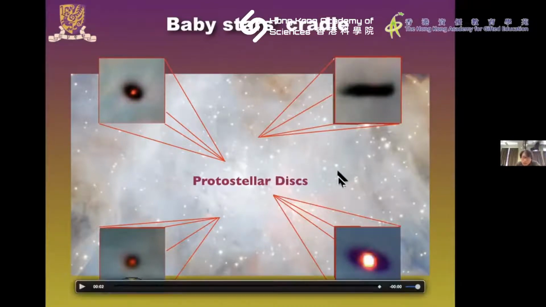So we are getting closer to the star-forming site. And now at least we know what the next step of the structure should be developed into in order to give birth to the star.